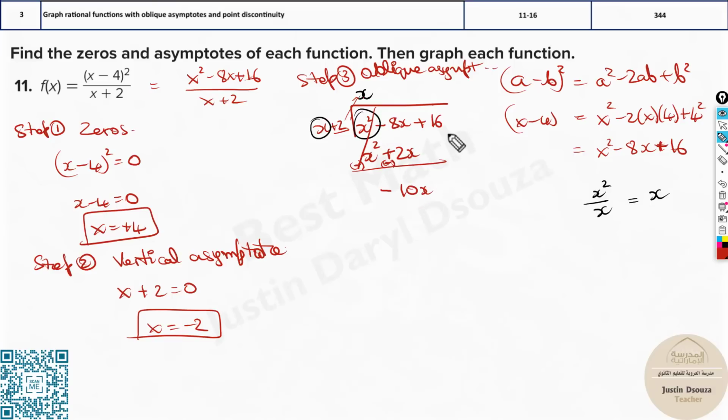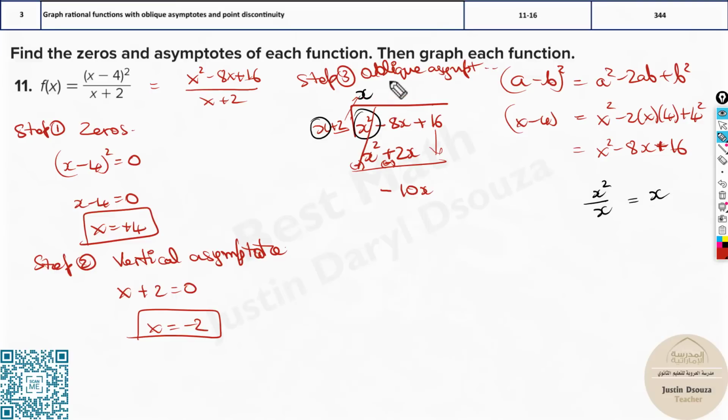Now you do not need to complete. See, the long division would be by bringing this term down and solving it up. But I will tell you a shorter method, because our goal is not to do long division. Our goal is to just find the oblique asymptote. You do not need to bring this down.